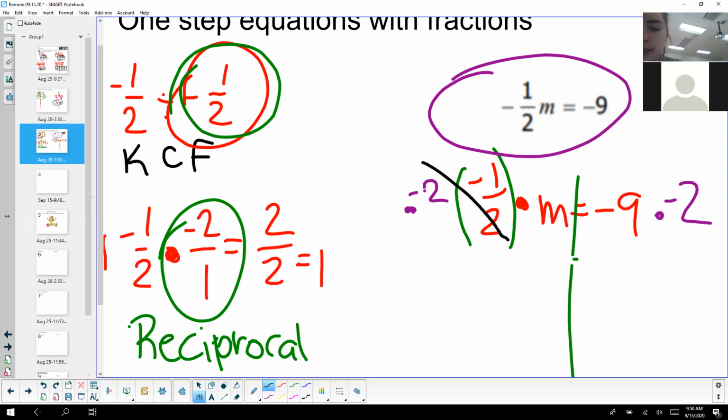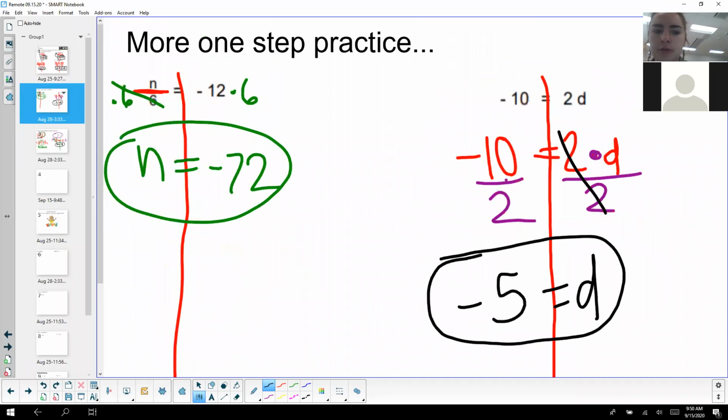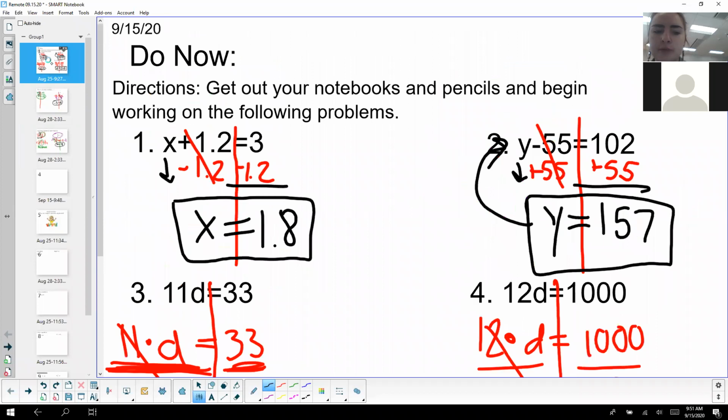So again, that's going to cancel. We're going to have m equals -9 times -2, which gives me +18. And those are tricky. We're going to have a lot more practice with them. I know that's a lot on the screen right now, but don't panic with those. As long as you're okay with these one-step equations moving forward, you should be good to go.